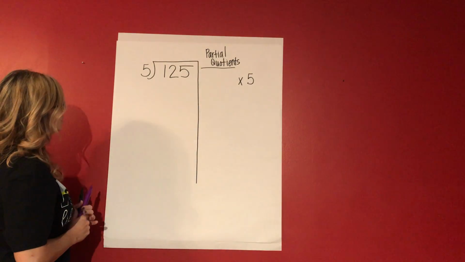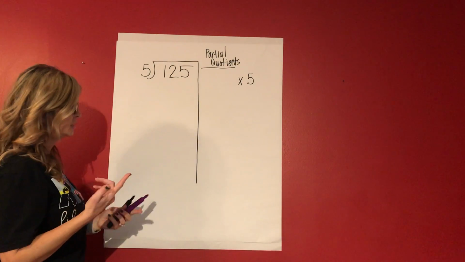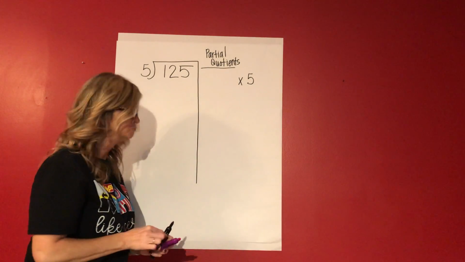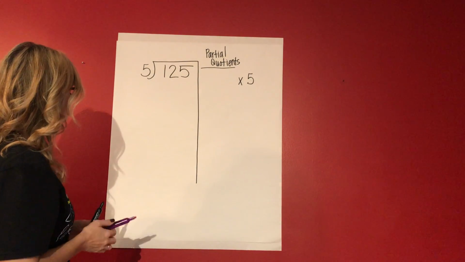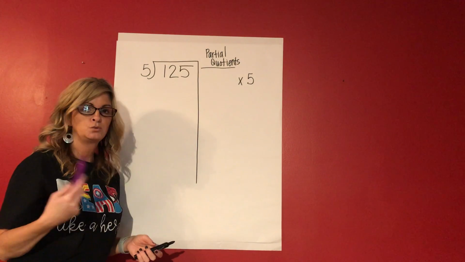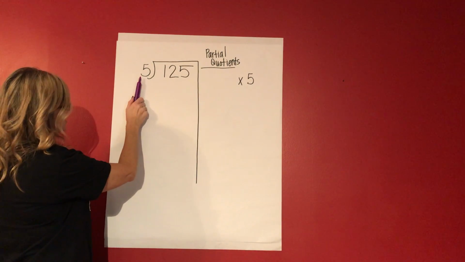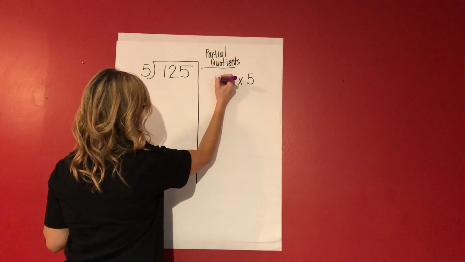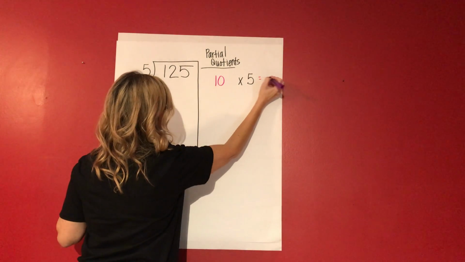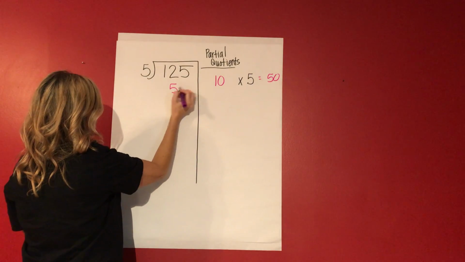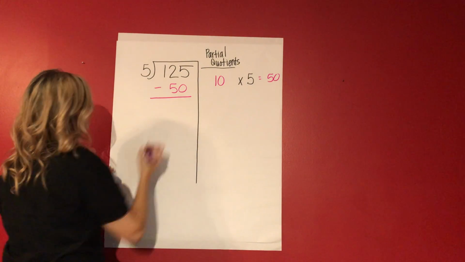All right, so I might say, for instance, and in your book, I think it gives you the example that the first partial quotient it would do, or the first factor it would find, is that I know that 10 times 5 is 50, okay? So that's going to give me 50, and I'm going to take this 50 and subtract it from this 125, okay?